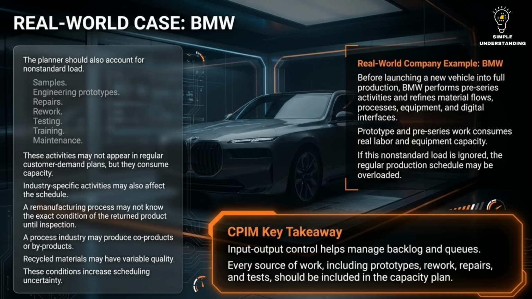Real-world company example, BMW. Before launching a new vehicle into full production, BMW performs pre-series activities and refines material flows, processes, equipment, and digital interfaces. Prototype and pre-series work consumes real labor and equipment capacity. If this non-standard load is ignored, the regular production schedule may be overloaded.